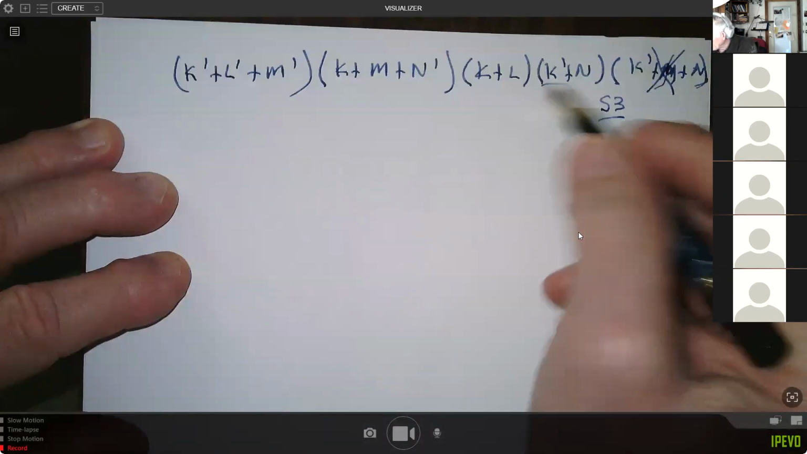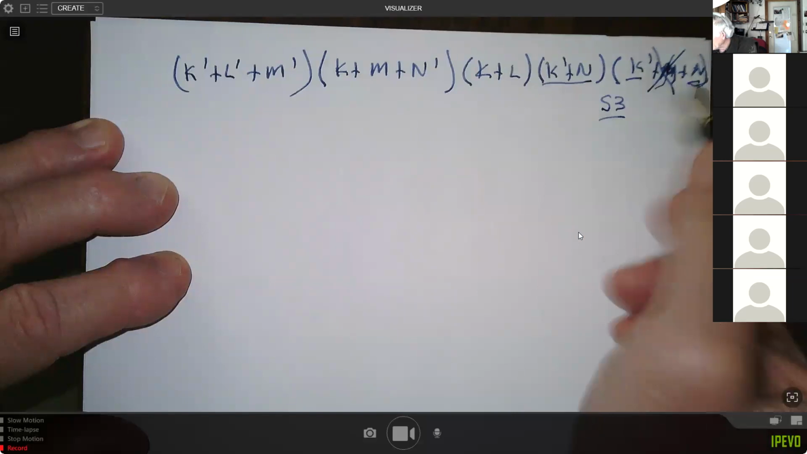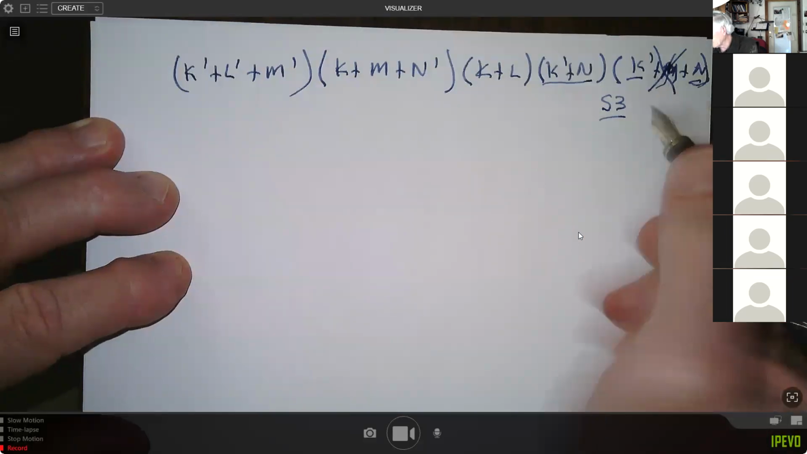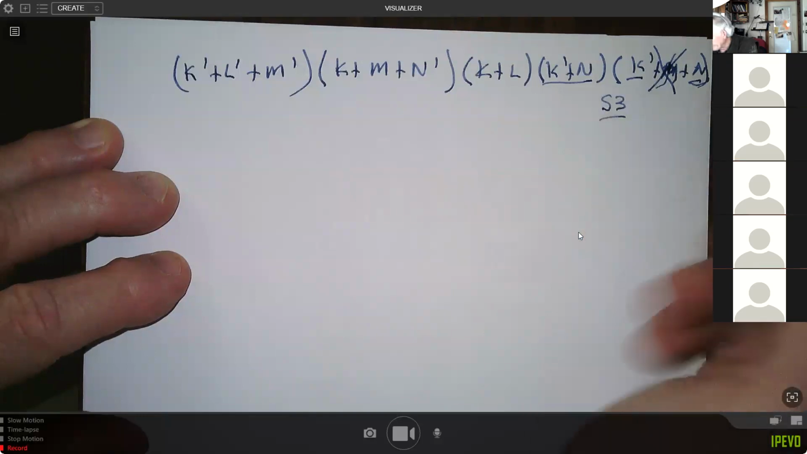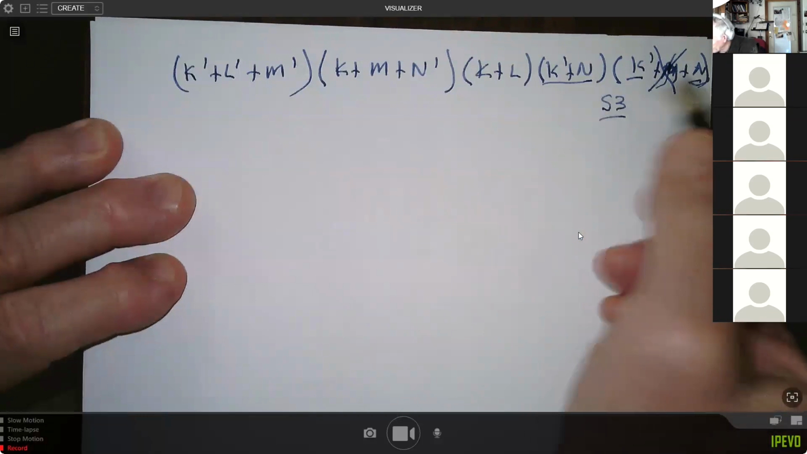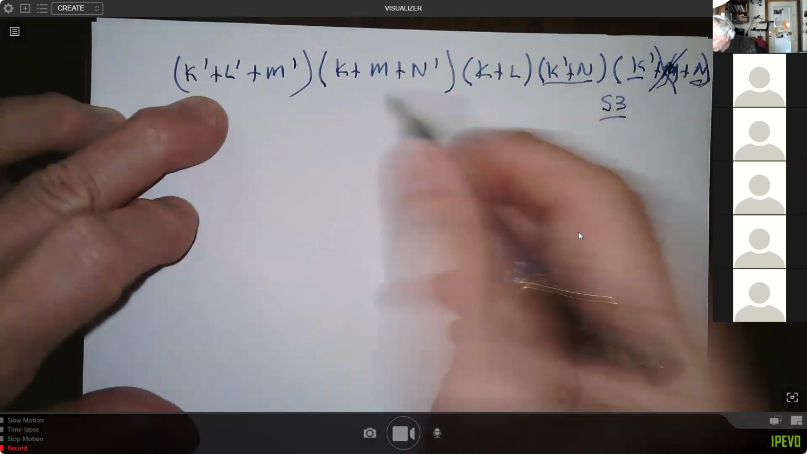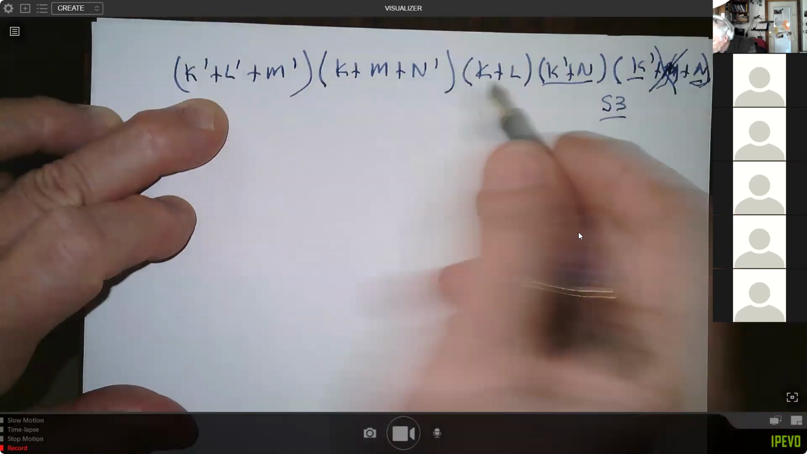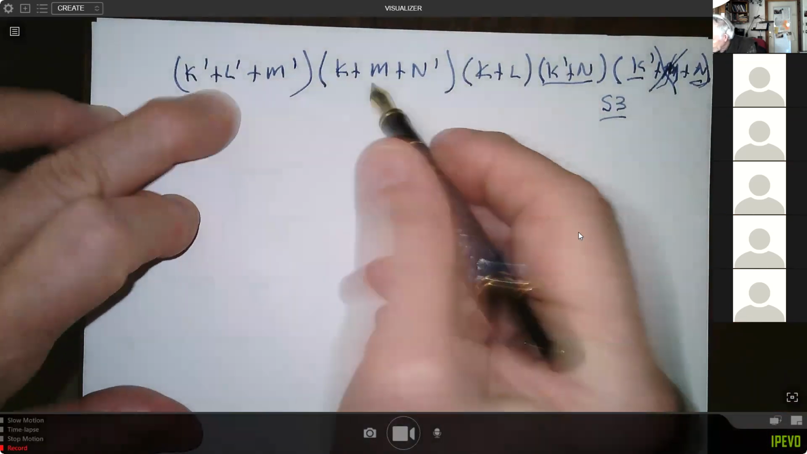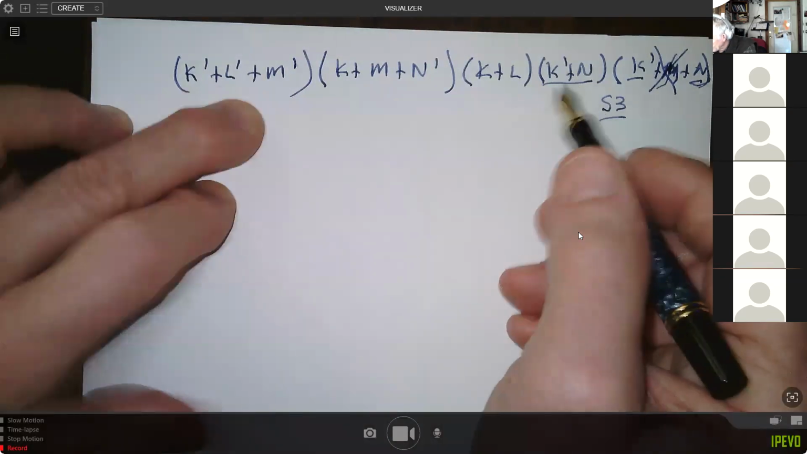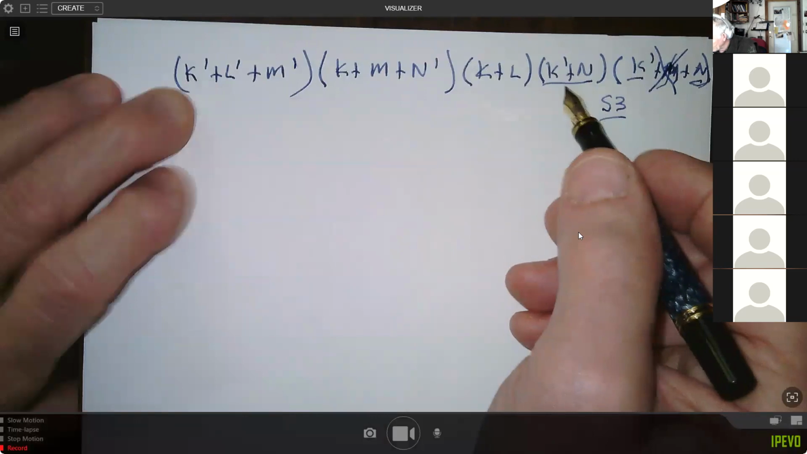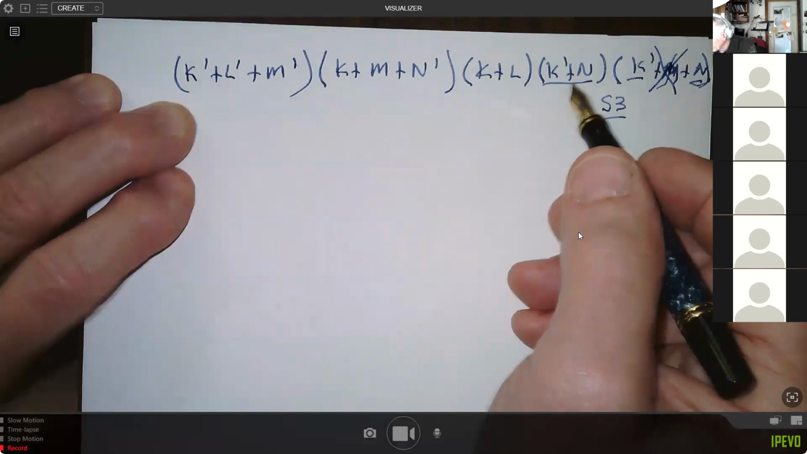Because we have a K prime N and a K prime N plus M here, that's the same as quantity X times the quantity X plus Y. All right, so we got rid of that term. And then K plus L doesn't really help us anywhere else. This doesn't help us, K prime plus N. And yeah, so we don't really have anything else we can do.